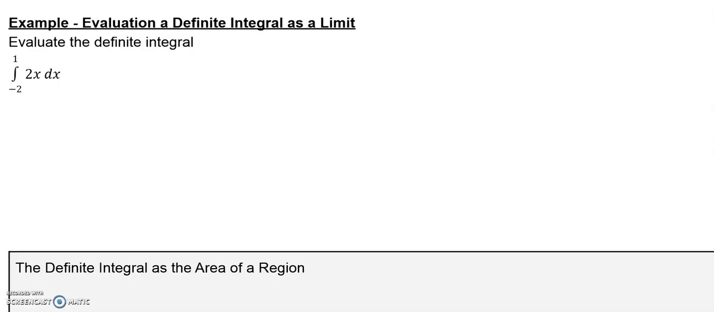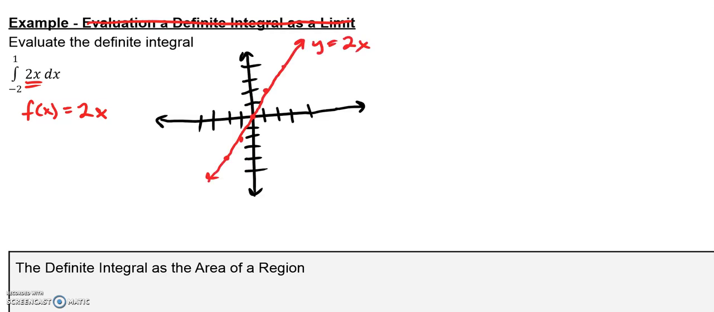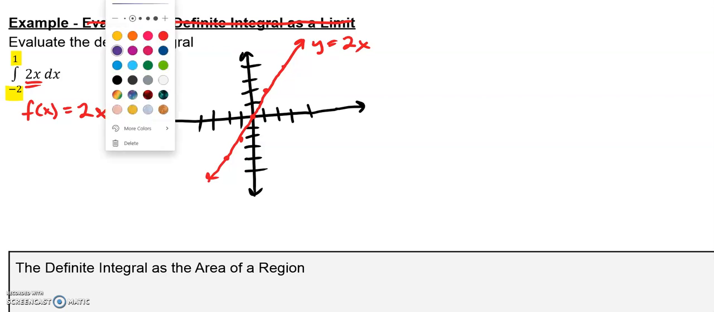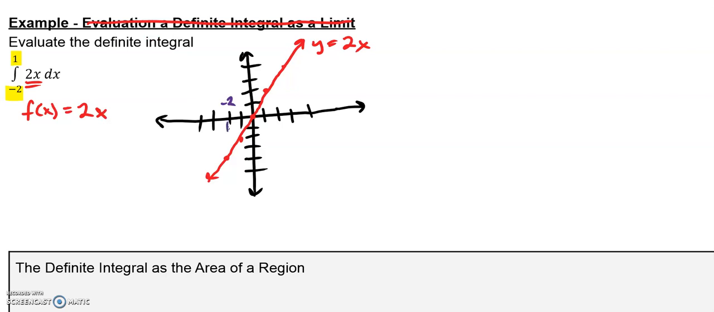We're going to change the instructions of this one. We're not going to evaluate the integral as a limit. Instead, I want you to graph the function y equals 2x, because this is our function. Go ahead, take a minute and graph this. Something like this. Now take into consideration your limits. It says you're going from -2 to 1, so we are going to mark that on our graph. Right here's -2, and here's 1.